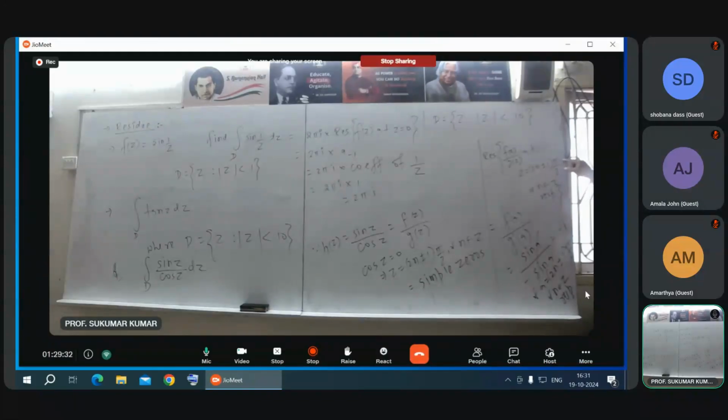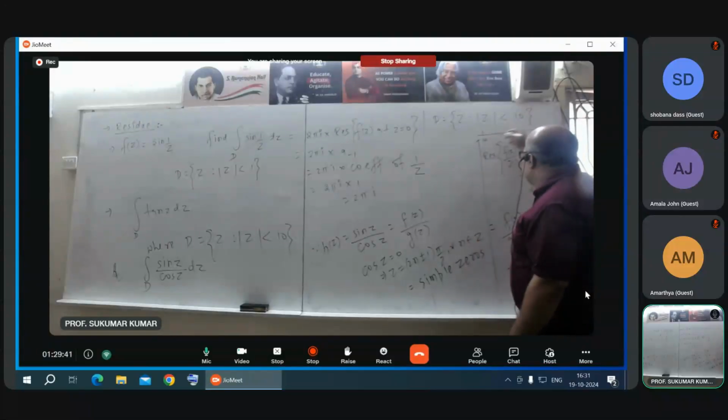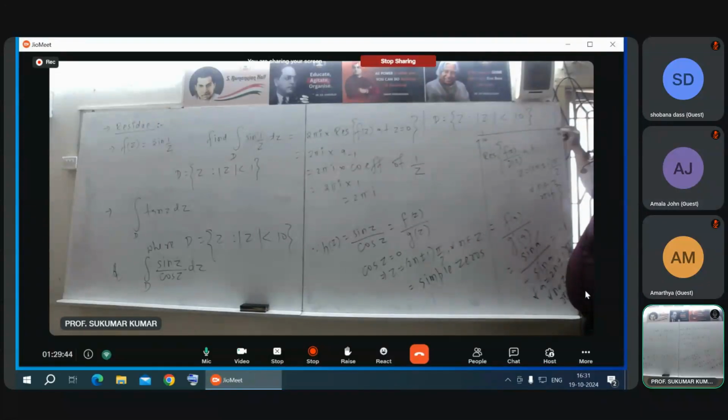N equal to 0 means pi by 2 will come, inside 10. Suppose this is minus 10 to 10. This is 0, and pi by 2 will come here. N equal to 1 means 3 pi by 2, and that will also come. N equal to 2 means 5 pi by 2, and 5 pi by 2 also will come.